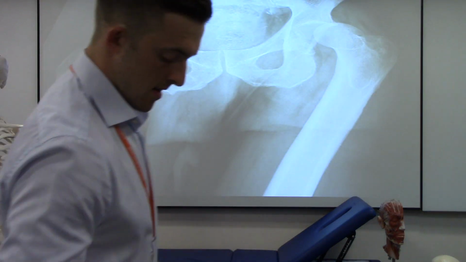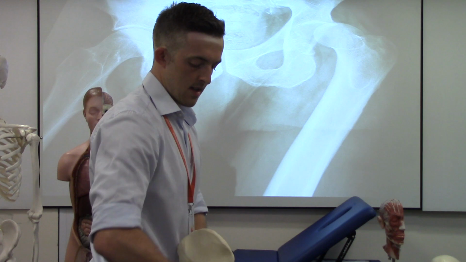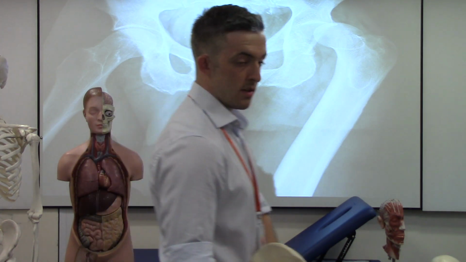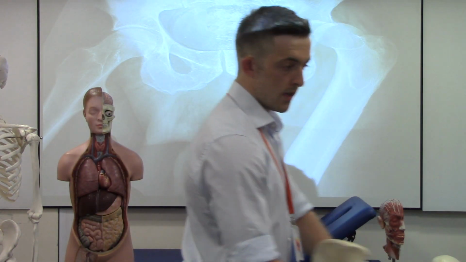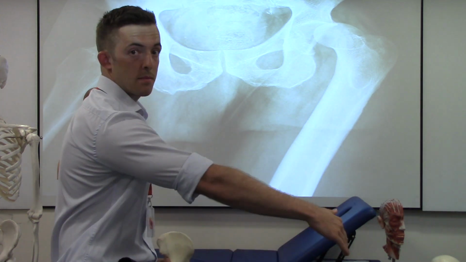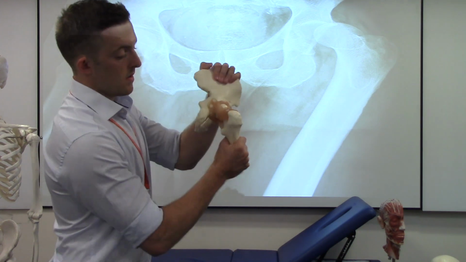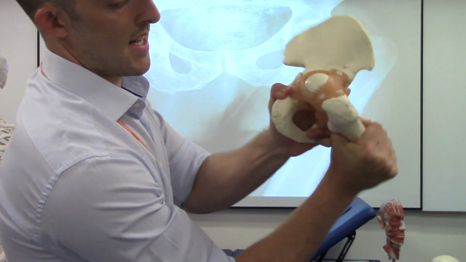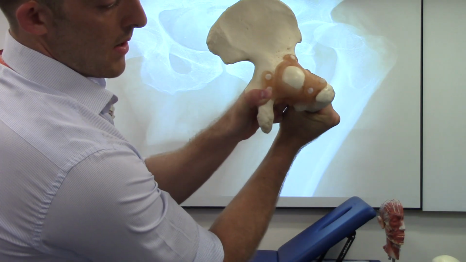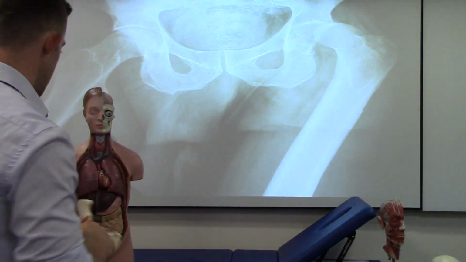So when you're sitting in a car, like so, and your legs up like that, you slow down, you keep moving forward, and your knee hits the dashboard, the force gets transmitted through the femur, and the head of your femur can actually pop out the back, like so, and that's a posterior hip dislocation.